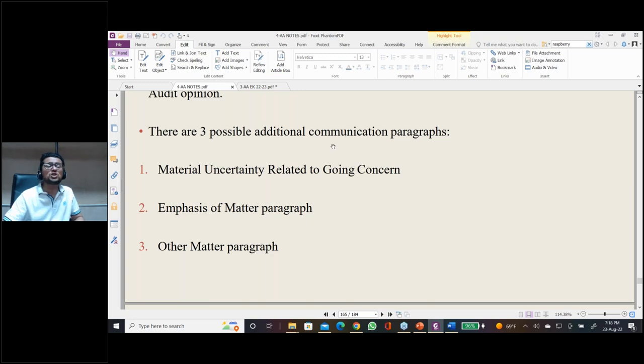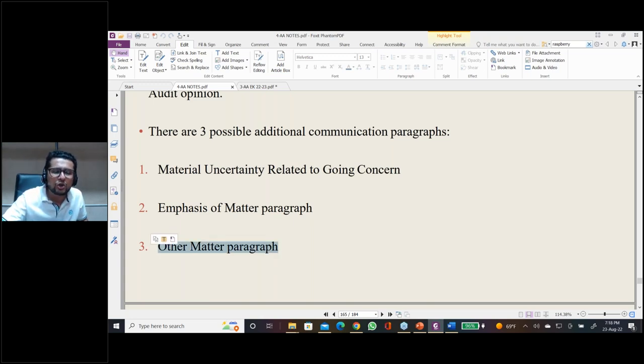If the auditor wants to highlight anything which is not currently part of the financial statements, maybe the situation of the stock market, maybe the economic condition, maybe the upcoming accounting standards, maybe any parliamentarian law or something, the auditor would use a paragraph called other matter paragraph.